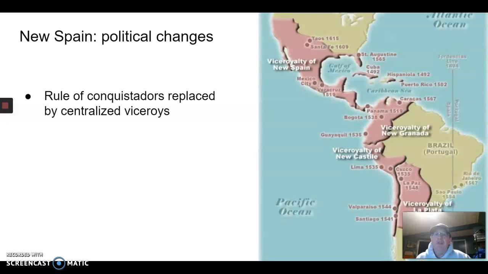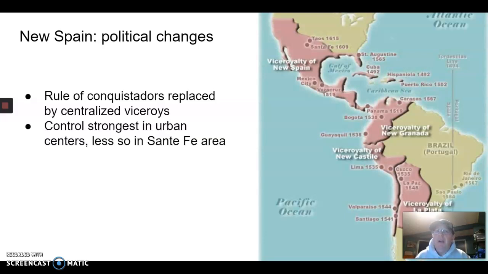Politically, of course, there's this giant area, way bigger than the mother country, conquered. And early on, it's ruled by the individual conquistadors who take over these lands. By mid-century, that's been replaced by centralized viceroys appointed by the king and the crown. Their control is the strongest in the urban areas like Mexico City or Lima. Less so on the fringes. If you look at where Santa Fe is, New Mexico, there's less control there by the Spaniards. And that's where Native Americans are going to have the best, not easiest, but the best pushback against Spanish control.